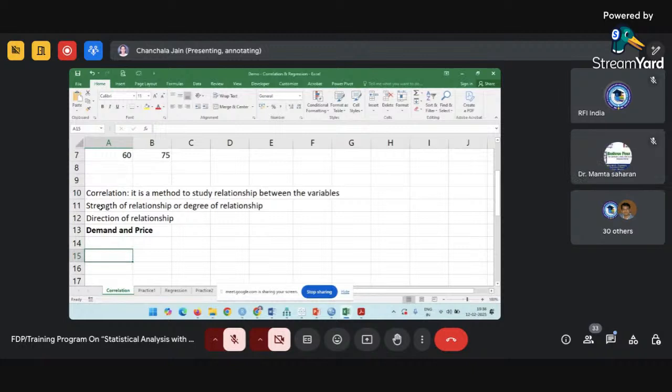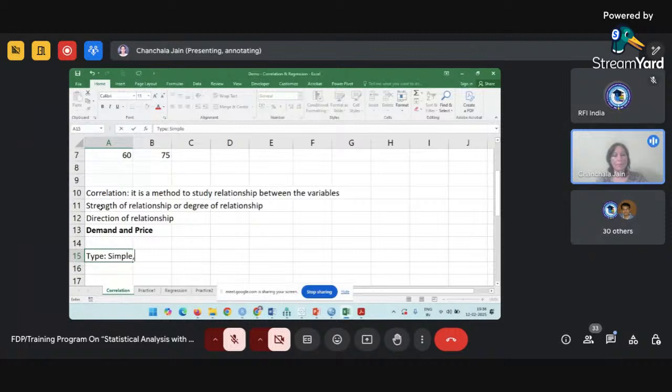Yes, ma'am. Then there are various types of correlation available, like simple, partial, multiple, linear, non-linear, positive, negative. These are some of the types of correlation, right? Usually, the most important are the positive and the negative. When I say simple correlation, what is the meaning? When you are studying the relationship between the two variables only. This is known as simple correlation.